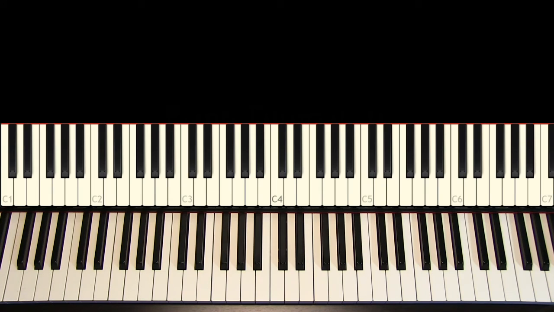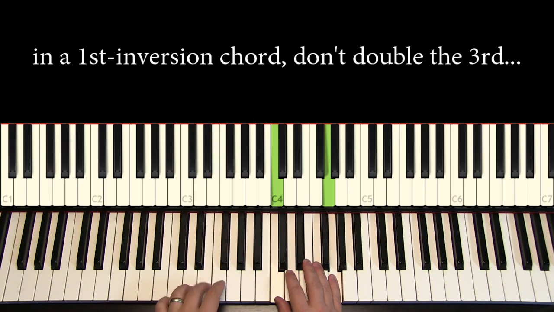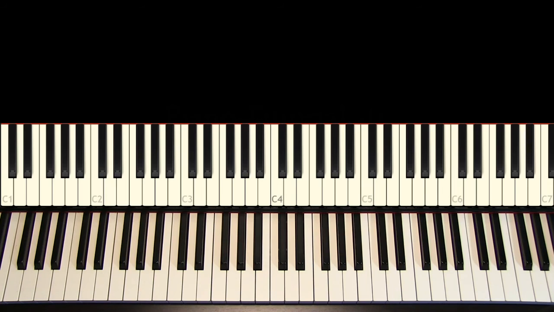So, first inversion chords are a great way to make a smooth bass line. Remember, by the way, when you're playing a first inversion chord, the third of the chord is in the bass, so leave it out of the right hand, which is called doubling the third, which you generally want to avoid.